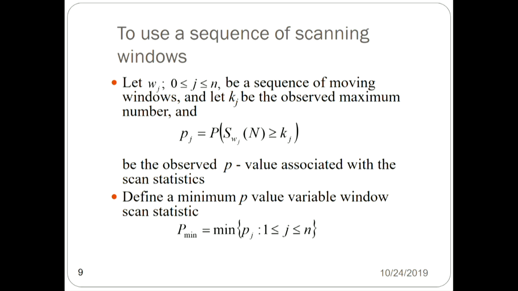Now, if the window size is unknown, as I mentioned, if I use a fixed scanning window and the size is not accurate, then the test will lose power. So instead, we propose to use a sequence of moving windows. The size varies, for example, from 1 to n.